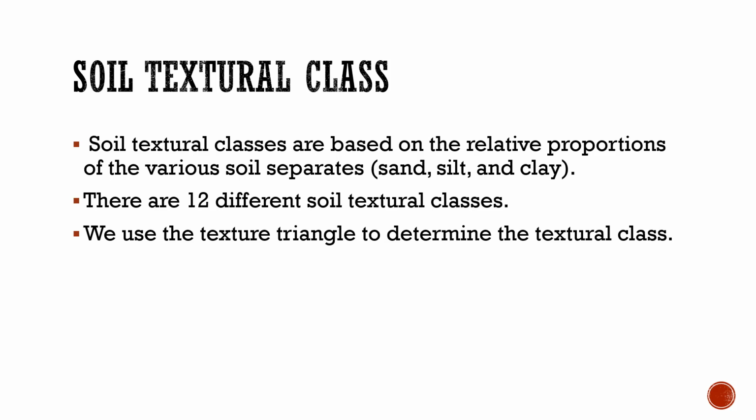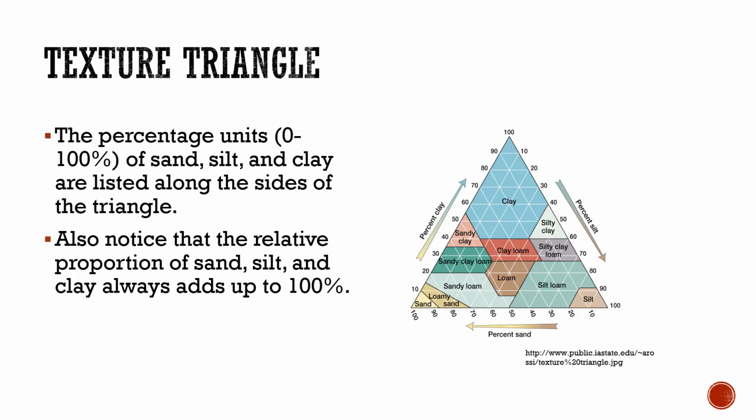The soil texture classes are based on the proportions of sand, silt, and clay, and there are 12 different soil textural classes. We use the texture triangle to determine this textural class. So you have the units on each side of the triangle, and then everything's going to add up to 100%.